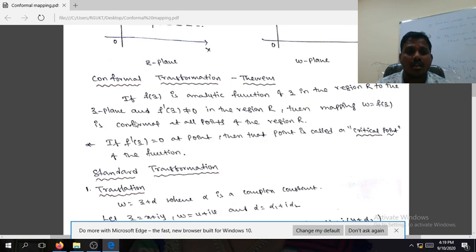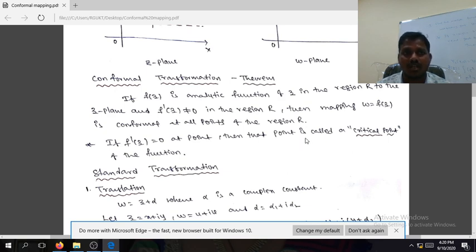If f dash of z is equal to 0 at a point, then that point is called a critical point of the function. This is a basic definition. If you take a function of one variable f of x, the stationary points, the critical points, are given by f dash of x is equal to 0. If you take f of x is equal to x cube, 3x square is equal to 0, x is equal to 0 is the critical point. When we have the critical point as a stationary point, we go for the first derivative test or second derivative test to determine the maxima and minima, in PUC 1 I think, right?